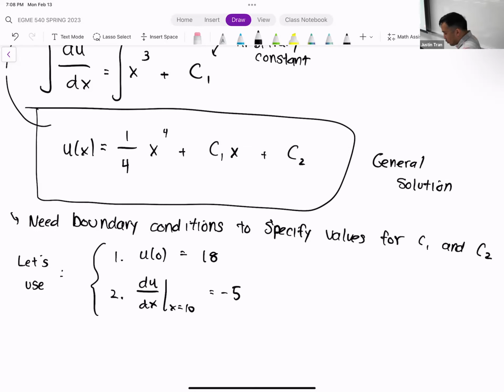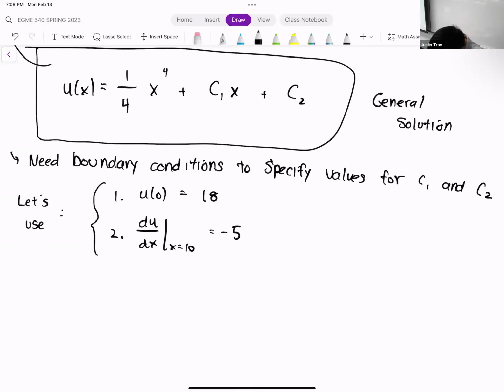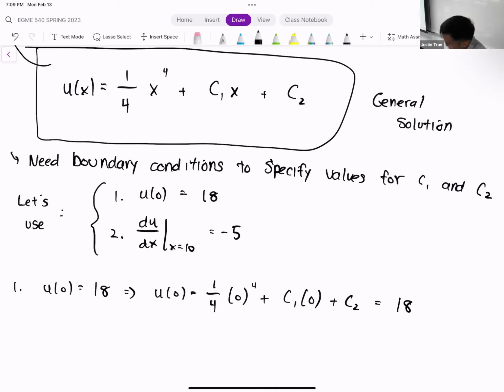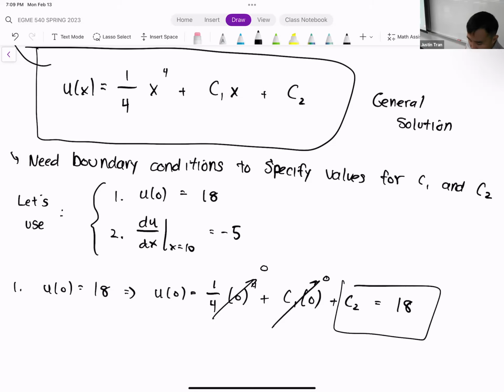What these two boundary conditions give us is two extra equations that we can use to solve for C1 and C2. So let's apply them. Let's start with the first boundary condition, u of 0 is equal to 18. If we take our solution for u and plug in 0, what we get is 1/4 times 0 to the 4th, plus C1 times 0, plus C2. That's equal to 18. Of course, every term with the 0 is just going to be 0, and so what that simply gives us is that C2 is equal to 18.